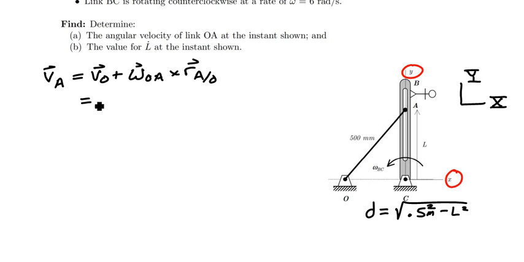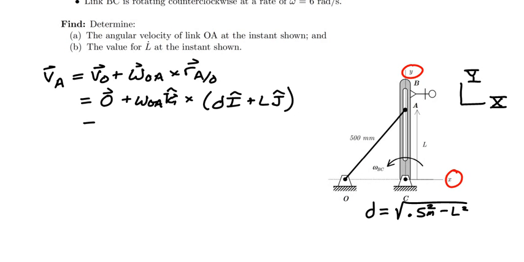If I do some substitution here, I'm going to have 0 plus omega OA in the capital K direction, crossed with R of A with respect to O, which is going to be a distance of D in the capital I, plus L in the capital J. Substituting this in, K cross I gives me a J, so I have D times omega OA in the capital J, and K cross J gives me a minus I, so I have minus omega OA times L in the I direction.